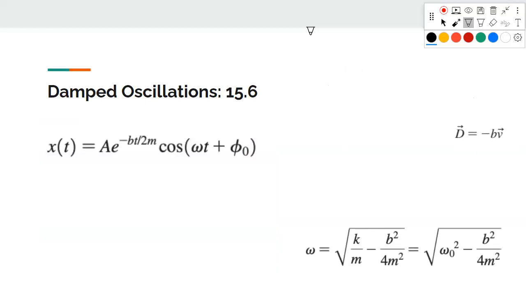So if you use this friction force and solve the differential equation, then instead of just a cosine omega t plus phi, you get this extra bit here. So everything else is the same, but you get an extra little bit.